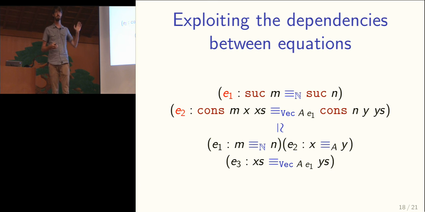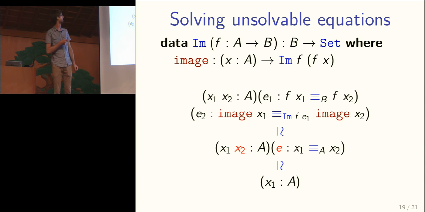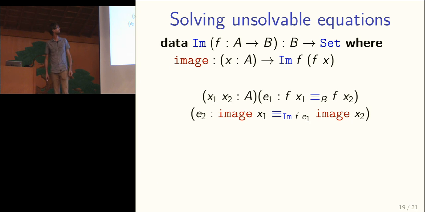Now, this may not seem very impressive if we do it here, but actually it increases the power of the unification algorithm by quite a bit. To see this, consider this data type image, which basically image f y consists of all the elements x such that f of x equals y. So that's what the image constructor says. The index here is f of x.